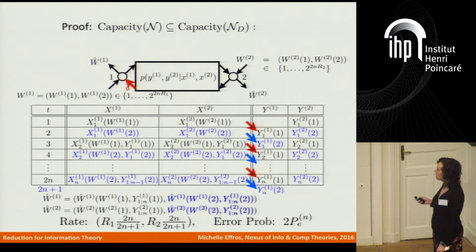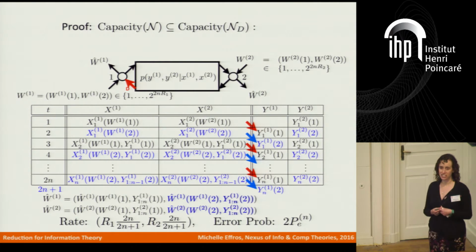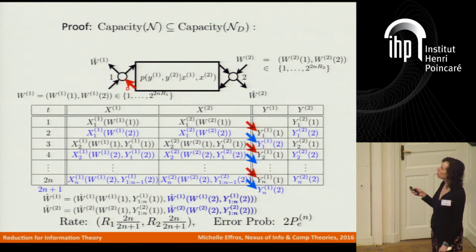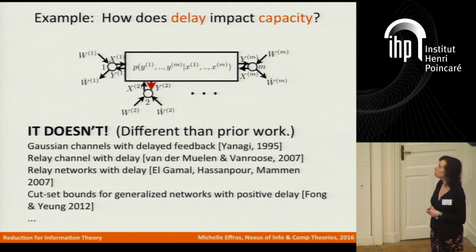And our error probability by the union bound is just twice the old error probability. Since the old error probability was going to 0, this one is going to 0 as well, which demonstrates that any rate that was achievable on the network with no delays is also achievable on the network with delays. Since we already had the other direction, this proves that delay has no impact on capacity.